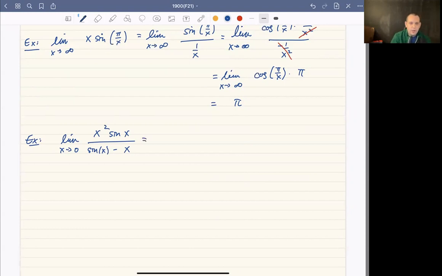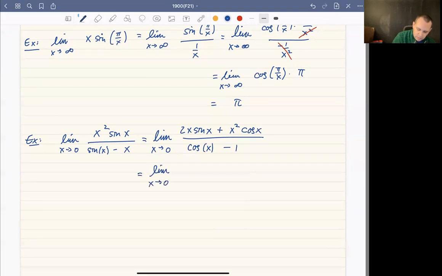If we differentiate the top, we need the product rule. So no big deal there. We're going to get the derivative of the first times the second plus the derivative of the second times the first. So it's 2x sine x plus x squared cosine x, all over the derivative of the denominator, which is going to be cosine of x minus 1. Okay, and now when we plug in x equals 0, we get 0 over 0 again. So it's not obvious that we've made progress, but we can try L'Hopital's rule again.